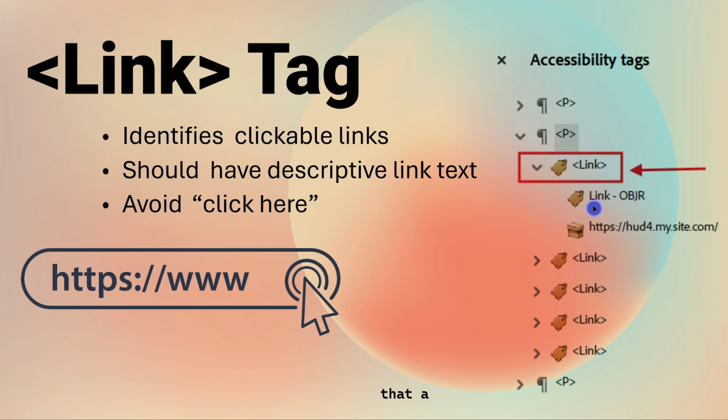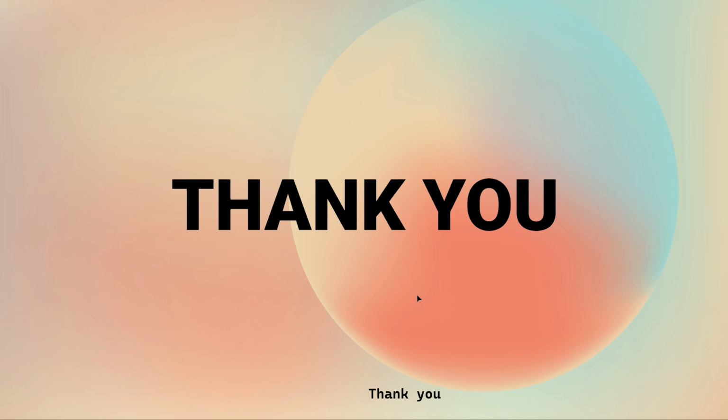Inside that link tag, there is an OBJ, an object reference, that tells the screen reader you can interact with that particular element, along with the label of that link. That's how the link tag works. It helps users know that this is a link, and it tells the screen reader to tell them to use their keyboard to interact with that link if they want to navigate through it. Thank you so much for watching.